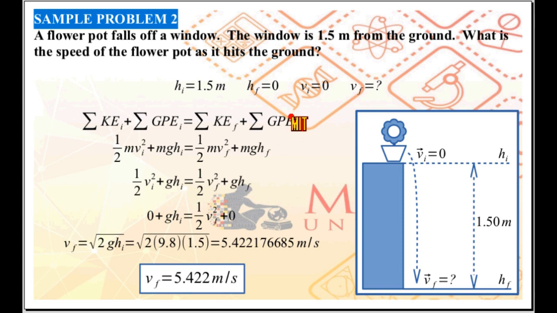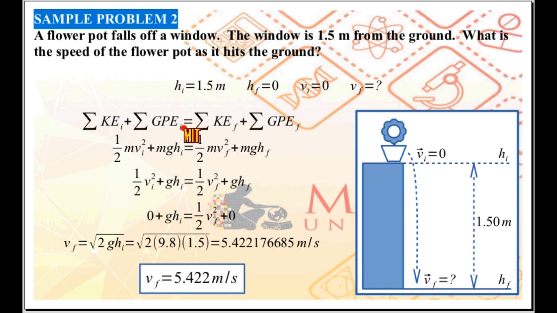Now, the only influence on the motion of the object as it goes from initial case to final case is gravity. And that's already incorporated in our concept of gravitational potential energy. So there's basically no external force acting on the object.